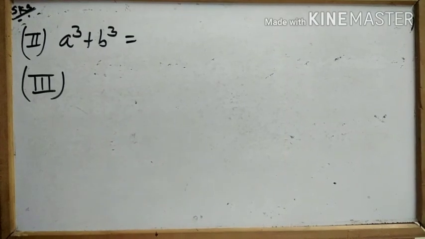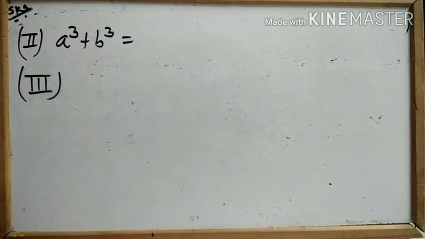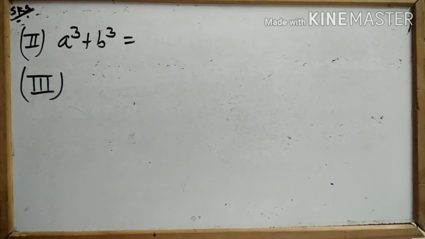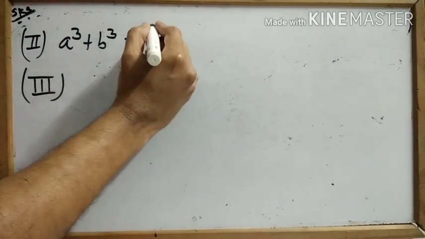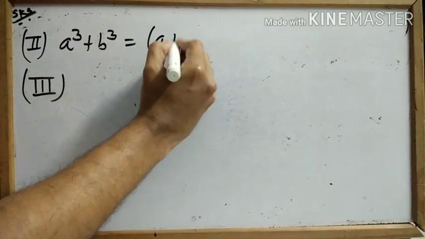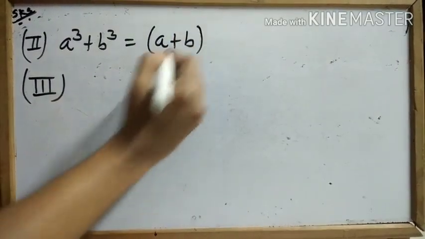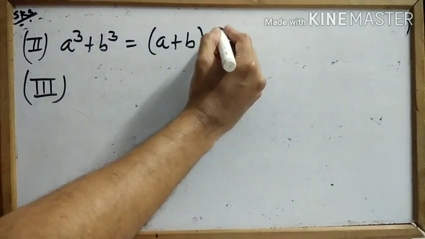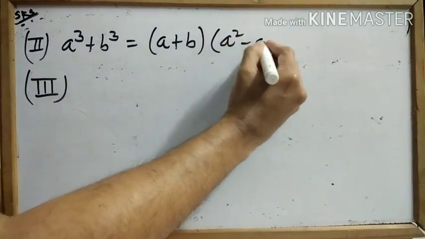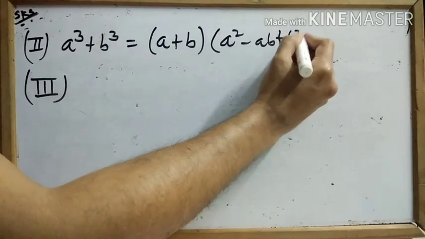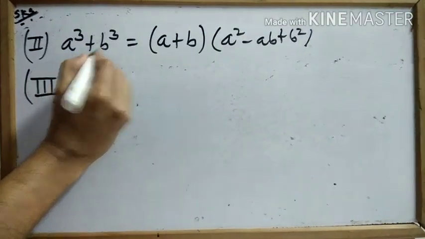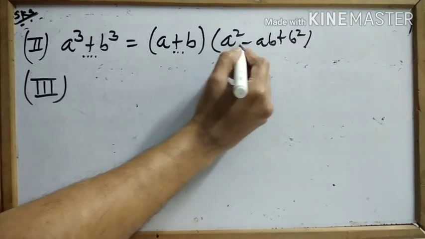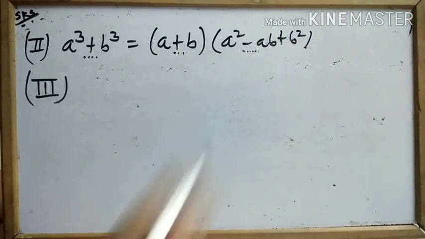Today's second identity that we are going to understand is a cube plus b cube. I have written the second and third identities together because they are almost similar. For a cube plus b cube, the identity is the product of two brackets. The first bracket is (a plus b). The second bracket will be (a squared minus ab plus b squared). Observe this carefully. Here is a plus sign, so here is a plus sign. There will definitely be one minus sign only in this one, and that is over here you can see. Fine.